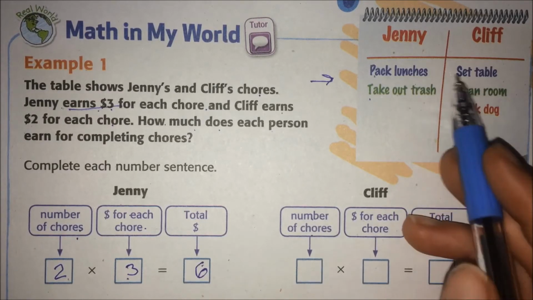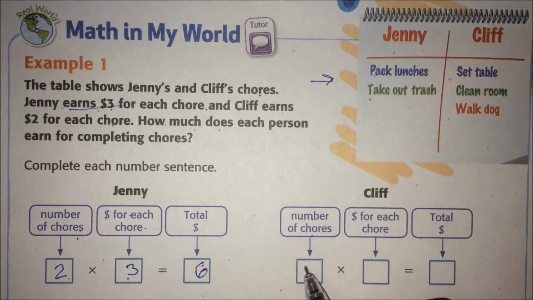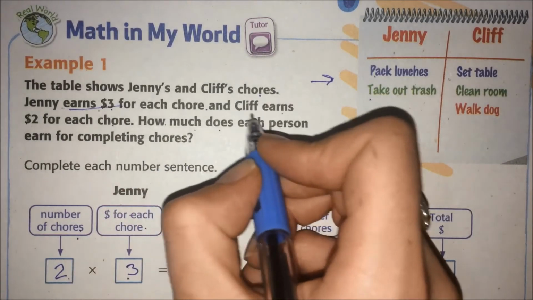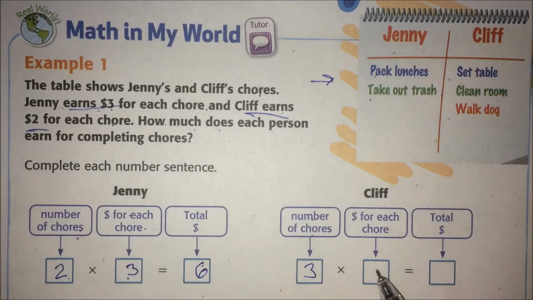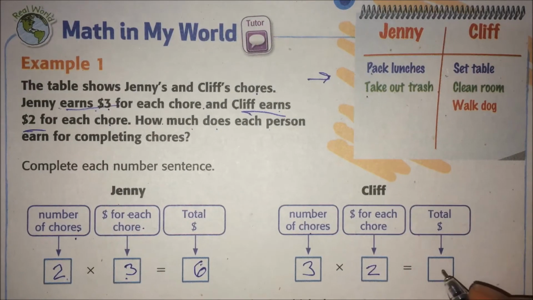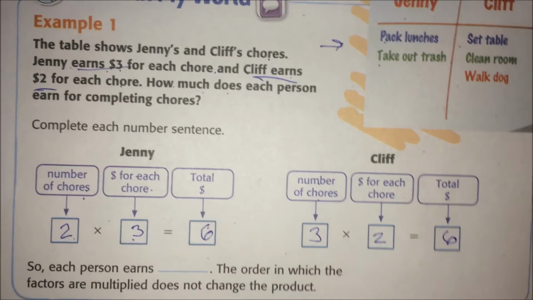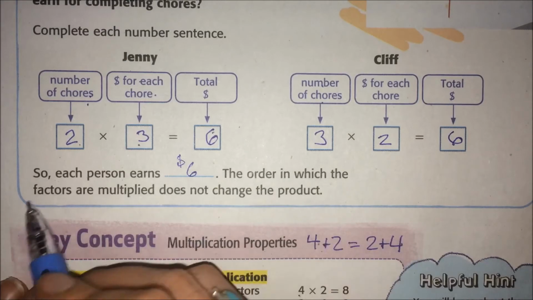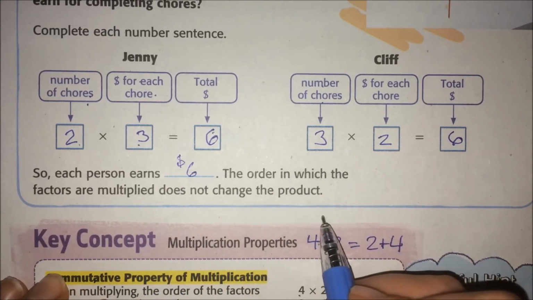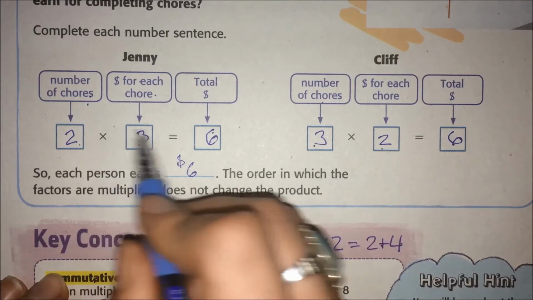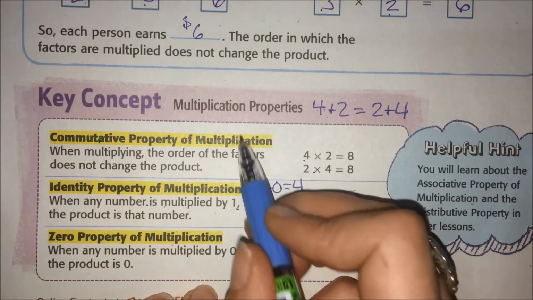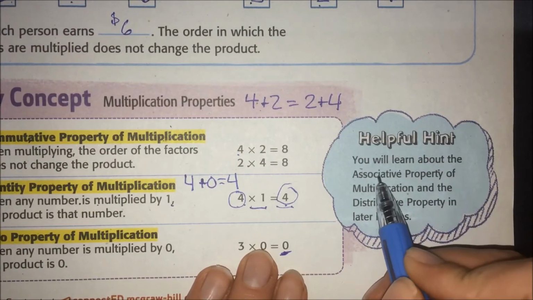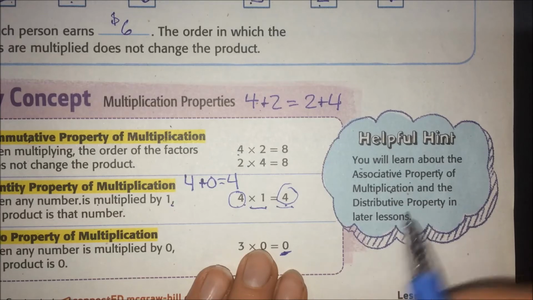Number of chores for Cliff: set table, clean room, walk dog. Money for each chore? Cliff earns $2. 3 times 2 is 6. So each person earns $6. The order in which the factors are multiplied does not change the product. So what is this? This would be the commutative property of multiplication. This little hint says you will learn about the associative property of multiplication in another lesson.